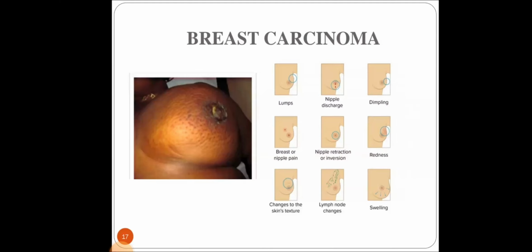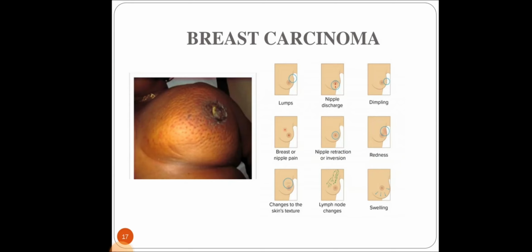Then next it is about the site, as we have told about different quadrants. Regarding how common it will be, it is told that 60% of breast carcinoma arise in the upper outer quadrant, 12% in upper inner quadrant, 10% in lower outer quadrant, 6% in lower inner quadrant, and 12% in central or subareolar region. So when we consider the site of this carcinoma, it is more common in the upper outer quadrant. That has to be remembered.